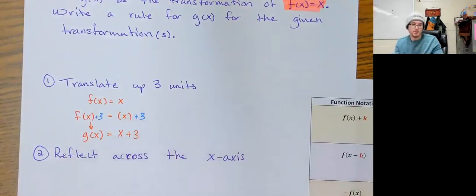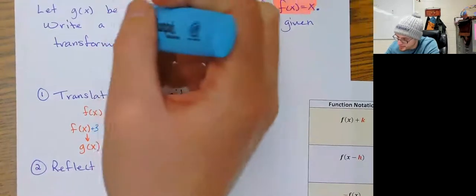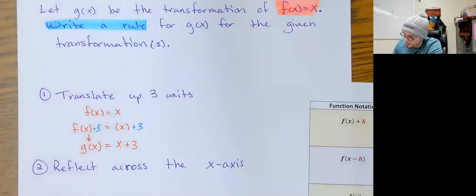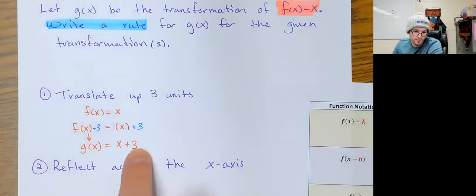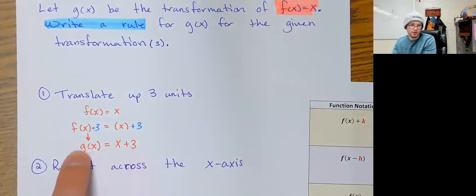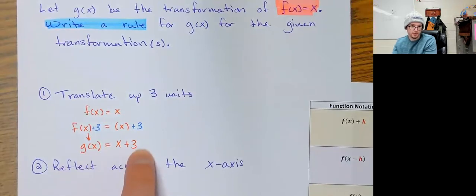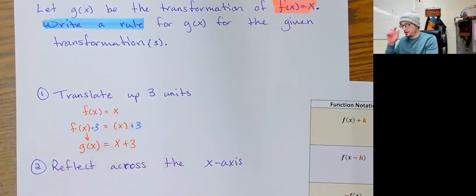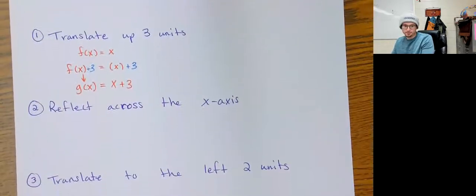And this is what it means by write a rule. This is the rule: g of x equals x plus 3. It's another way of saying write the function or the equation in function notation. I have written the rule for g of x after transforming f of x. Okay? So let's do the next one.